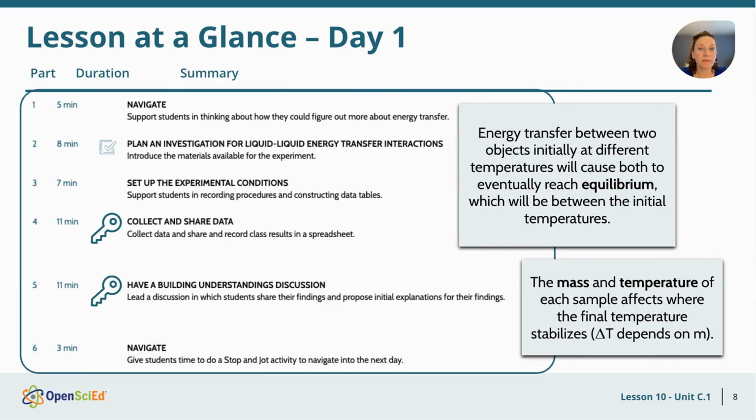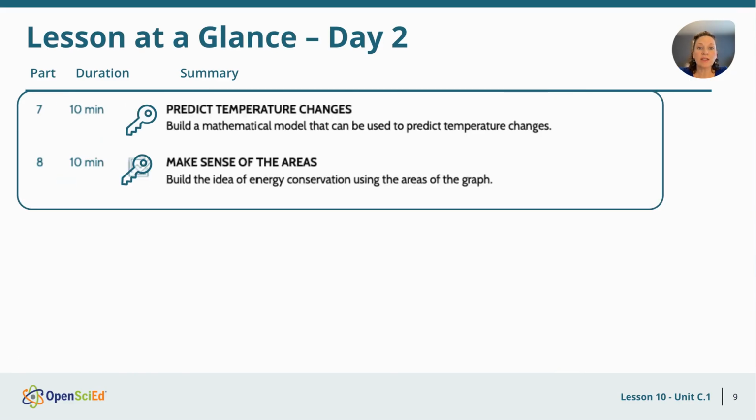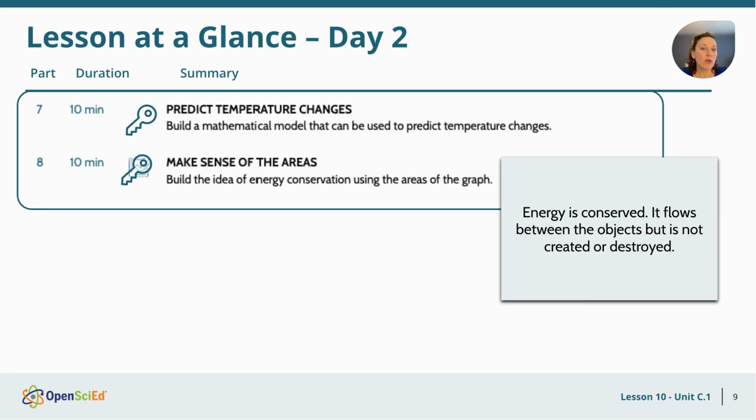We wonder how we could actually predict or quantify the final temperature of the water mixtures at equilibrium. So in the second loop at the beginning of day 2, we build a mathematical model that we'll use to predict the temperature changes, and we build on the idea of energy conservation using areas graphs. We figure out energy is conserved and it flows between the objects, but it's not created or destroyed. And we wonder how energy is transferring, and that could help us to see what is happening with particles or with energy.